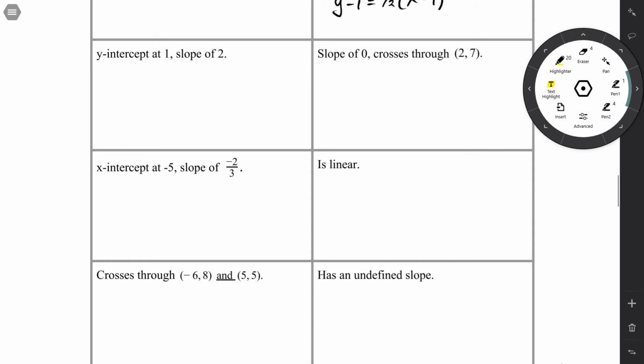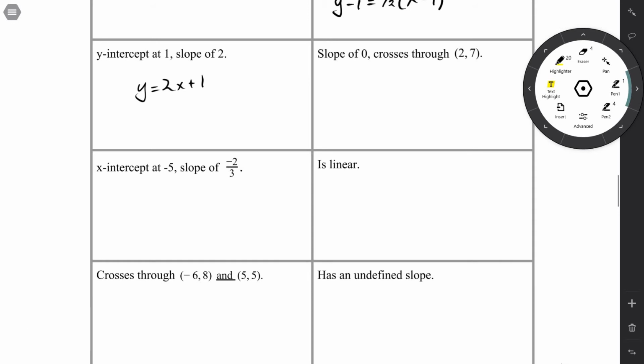Let's see, this next one here. Y-intercept at 1, slope of 2. I'll just use slope-intercept form. Y equals mx plus b. Slope is 2, so 2x plus b, and the y-intercept of 1. There it is.